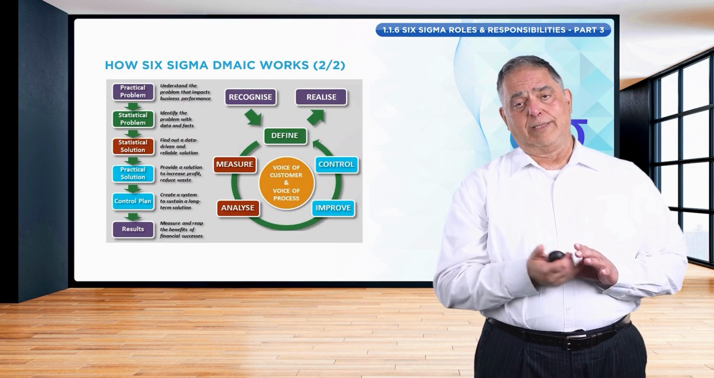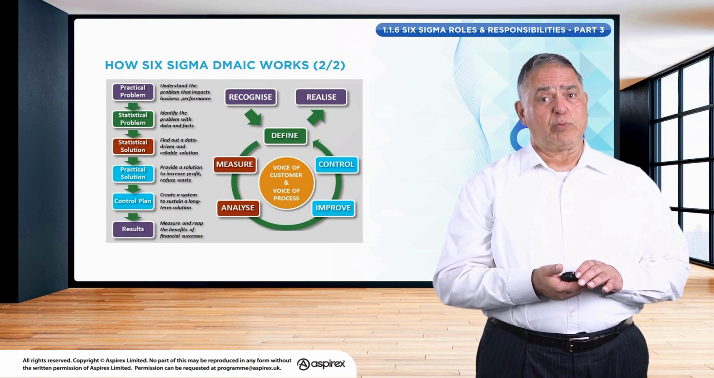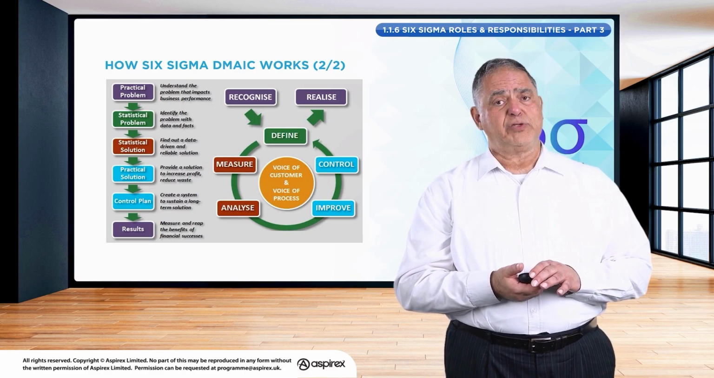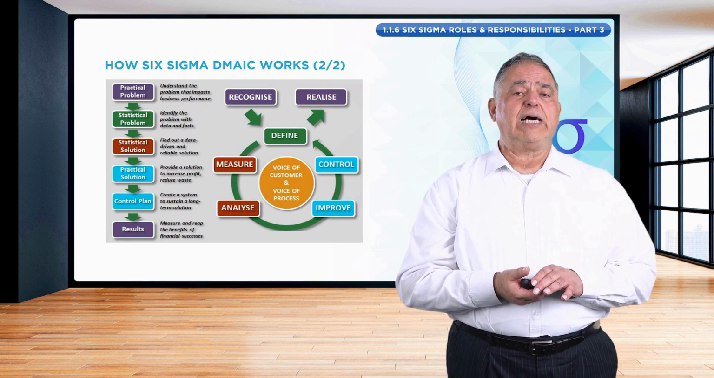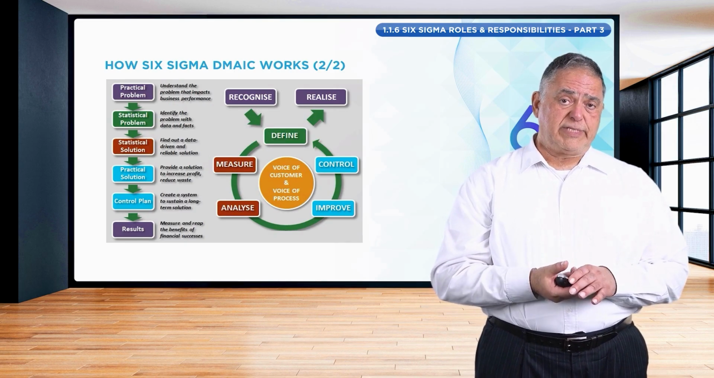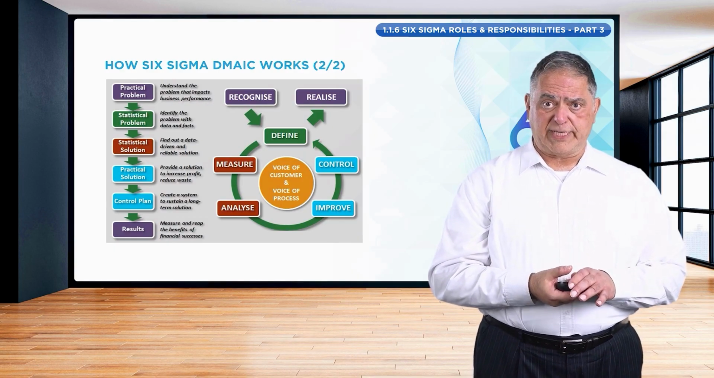Now, we see that at the center of the DMAIC methodology, we have the voice of the customer representing customer needs, wants, requirements, specifications, etc. And we also have the voice of the process, which indicates how capable the process under investigation is to satisfy the requirements of the customer.